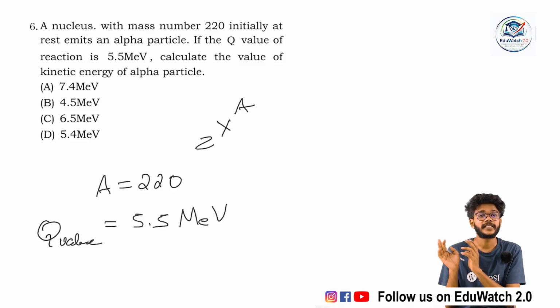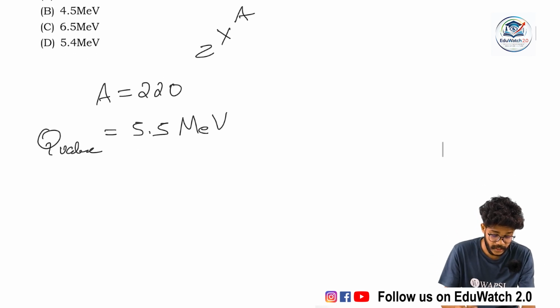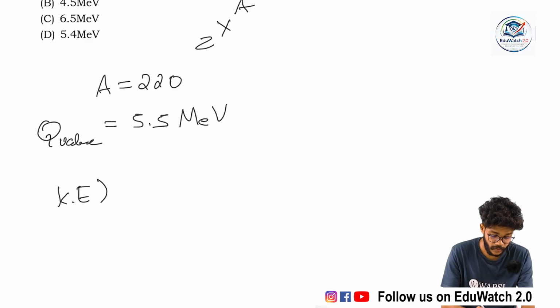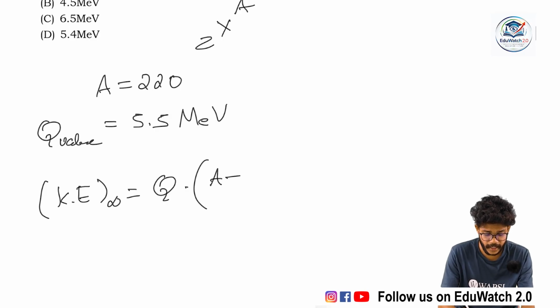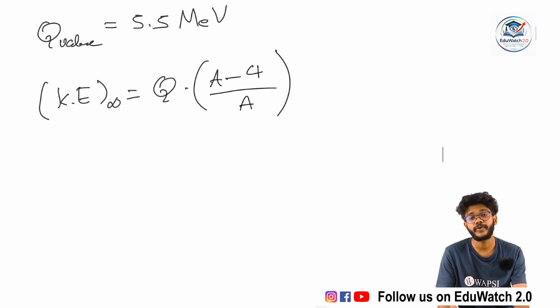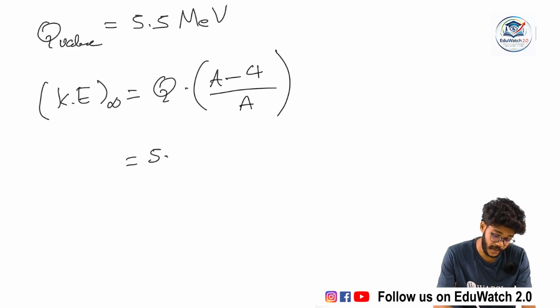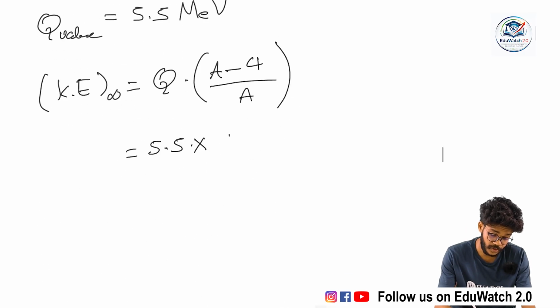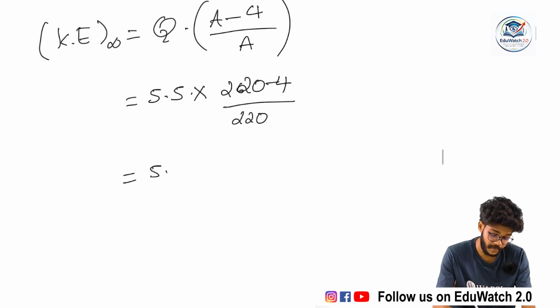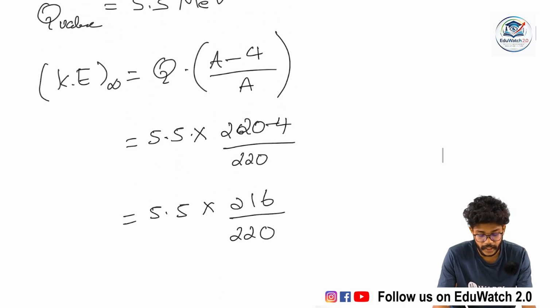So we want an equation which connects kinetic energy, Q value and mass number. So I will write that equation: kinetic energy of alpha particle is Q into (A minus 4) by A. What is Q here? The Q is 5.5 mega electron volt, which is multiplied by (220 minus 4) by 220, which is equal to 5.5 into 216 by 220, approximately near to 5.5.